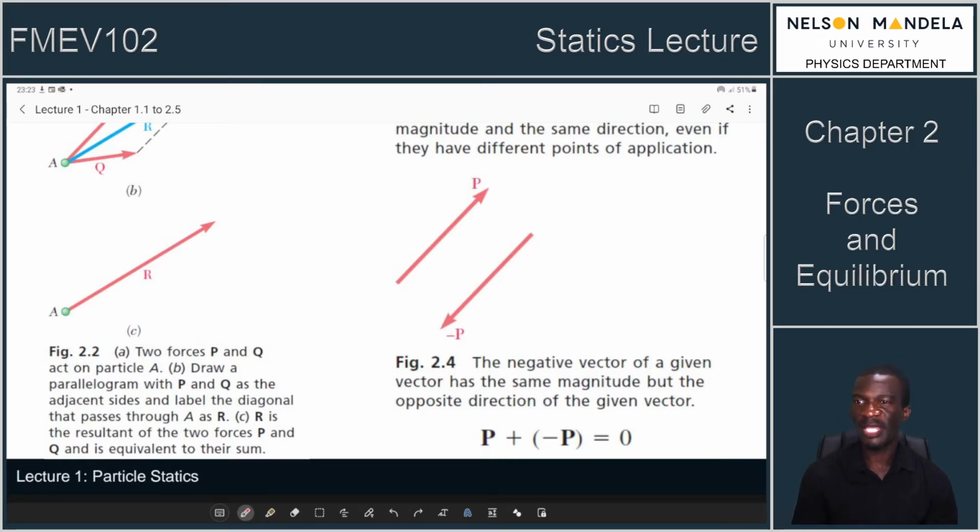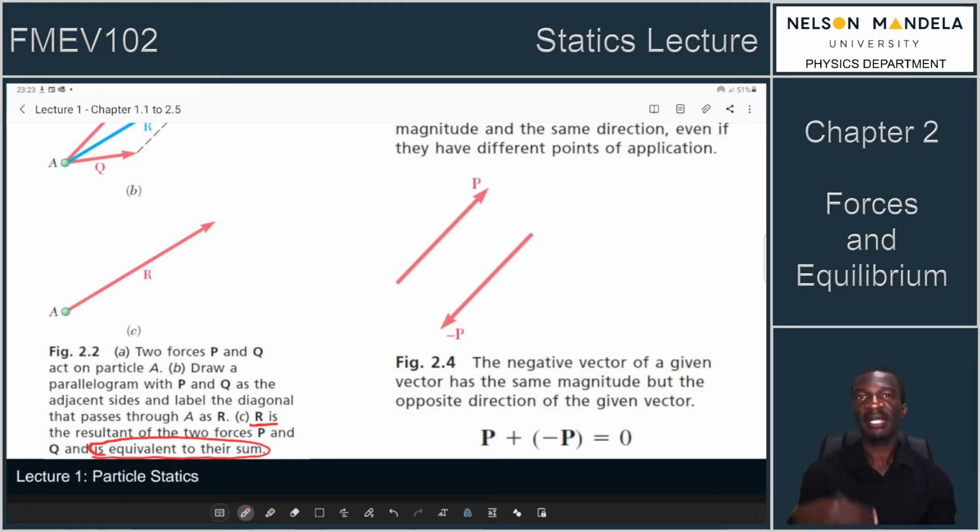You can draw a parallelogram. R is the what? Is the resultant. And the resultant of these two forces is equivalent to their sum. We have done this before, so this is just being redefined so that we know that a resultant is simply an equivalent force. Its effect is the same as those other two combined.